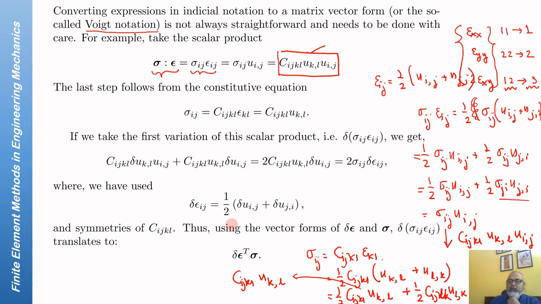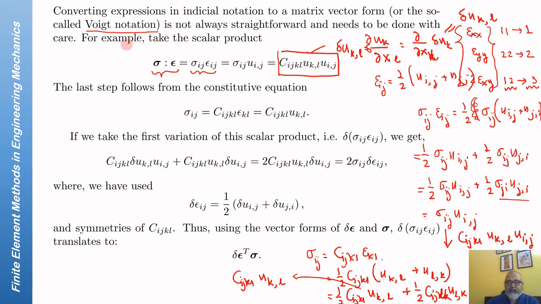Okay, now we know how to take the variation of the derivatives of u. We know that ∂uk/∂xl is uk,l. If I take the variation of this, I can take the delta inside and write it as ∂/∂xl of delta uk, which is the same as delta uk,l. So this is how we can write the first variation of uk,l.